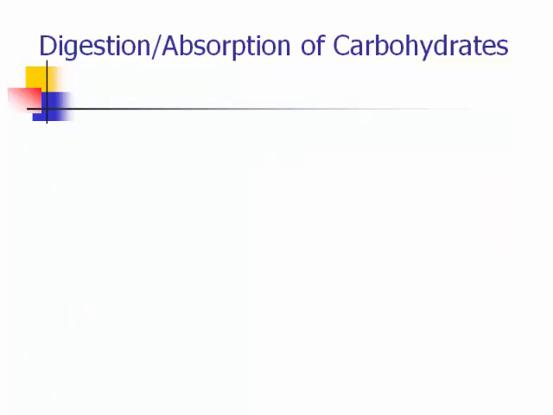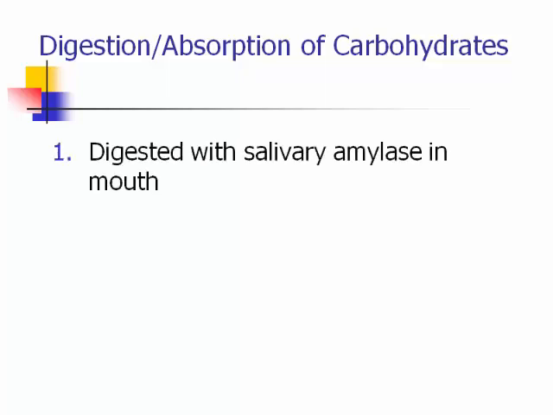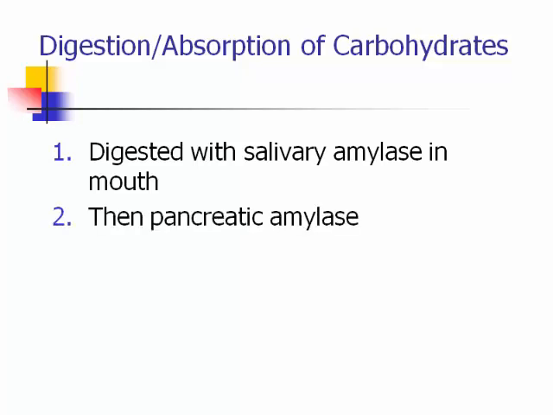Next topic is the digestion and absorption of carbohydrates. So we begin when you eat a cracker in your mouth, it's digested with salivary amylase. And we swallow it pretty fast. So there's really nothing in the stomach to work on it, right? Because the stomach has a low pH, amylase doesn't work there.